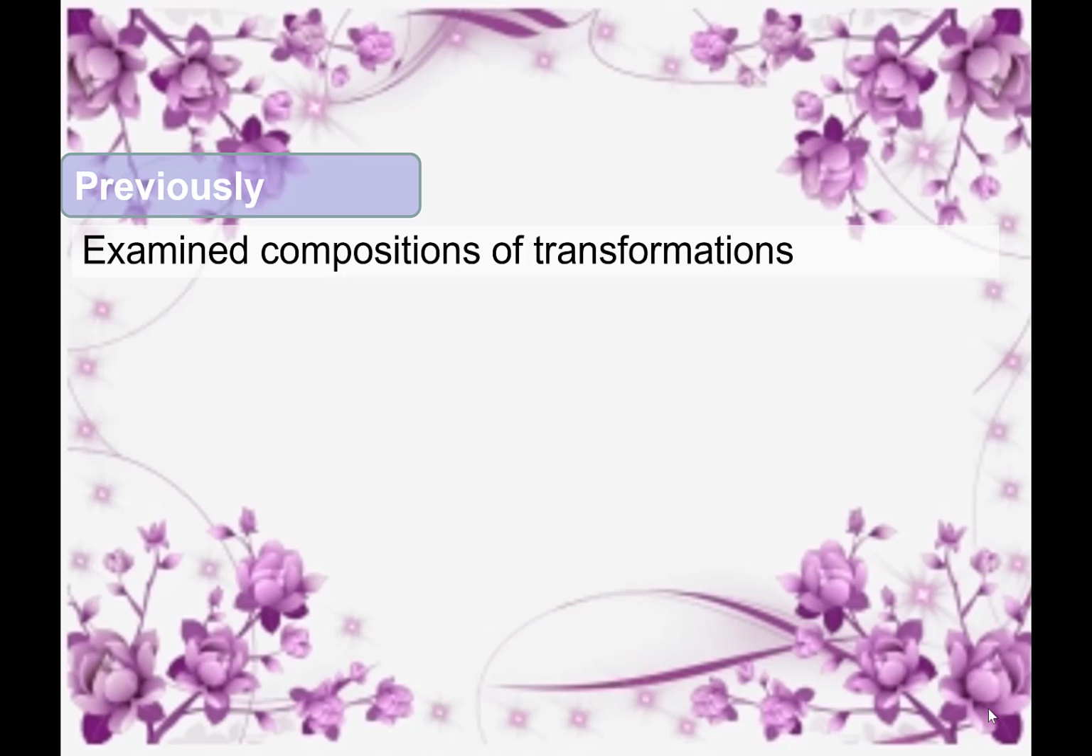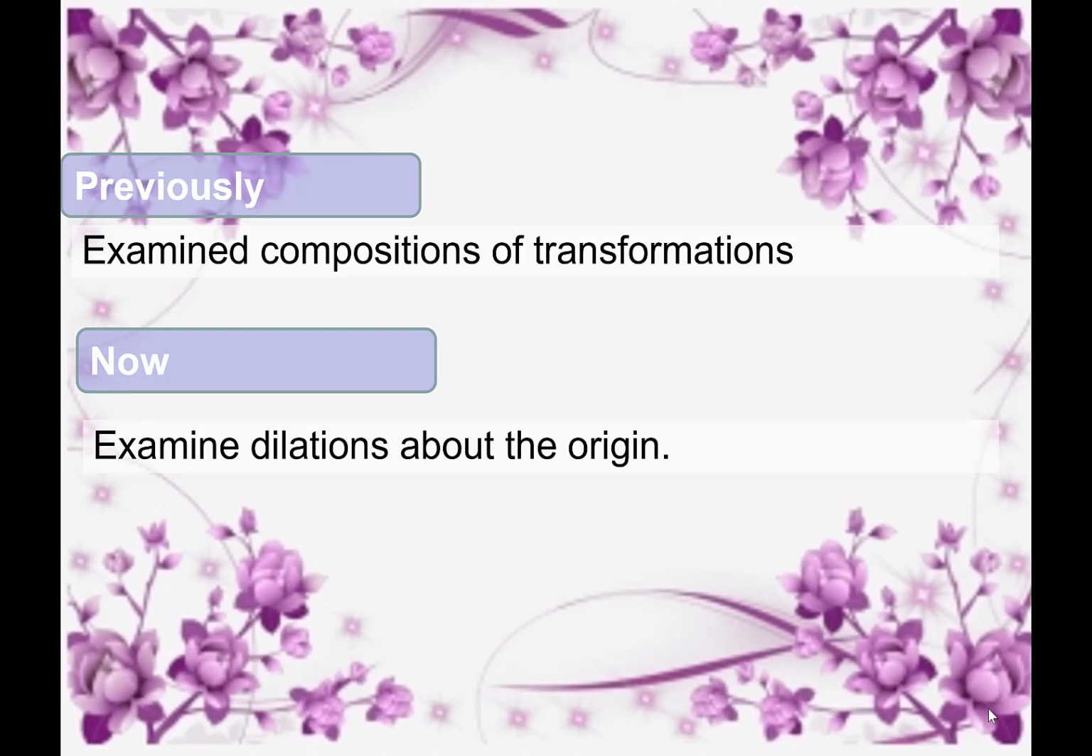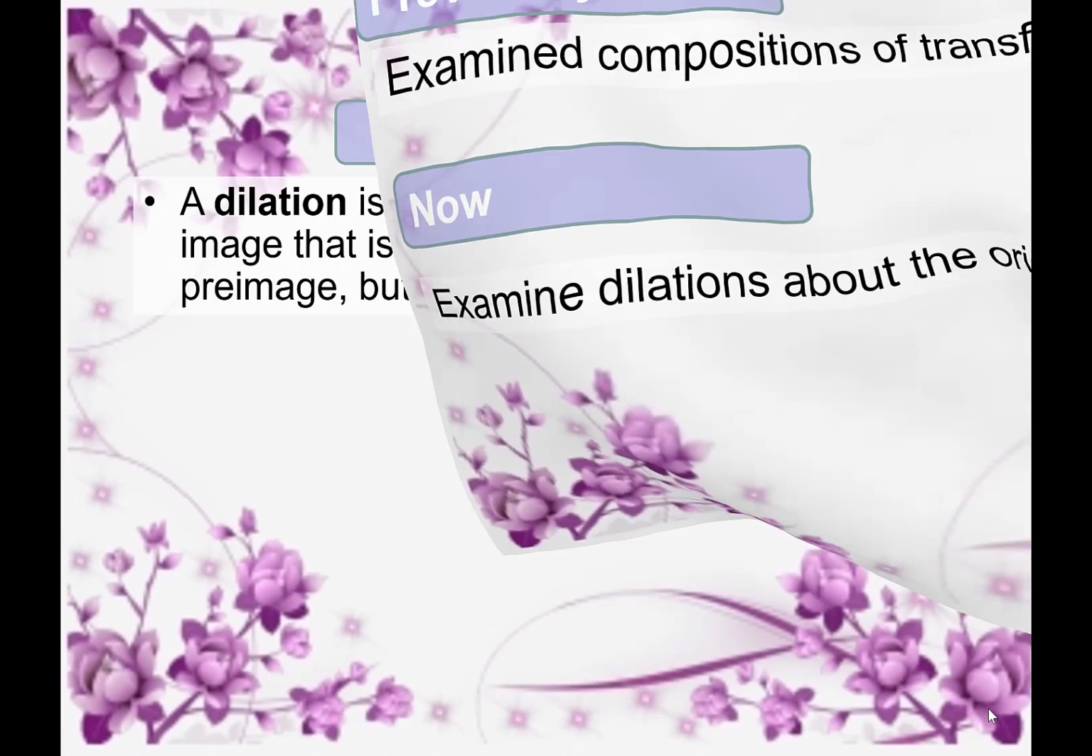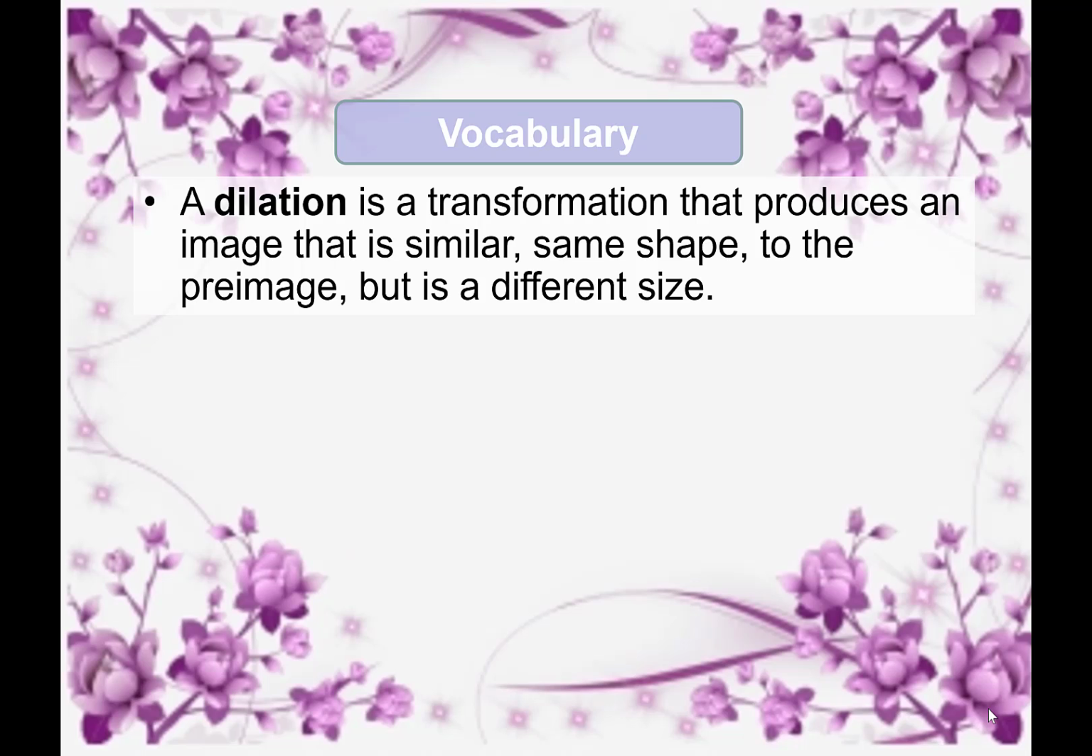In our last lesson, we examined compositions of transformations. In this lesson, we're going to examine dilations about the origin. A dilation is a transformation that produces an image that is similar, the same shape, to the original pre-image, but is a different size.